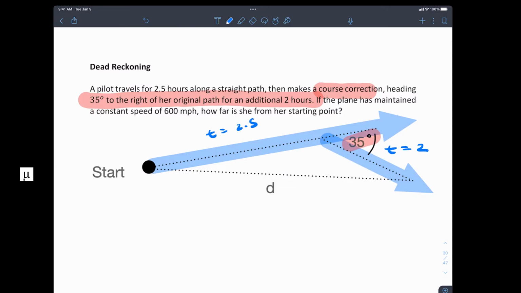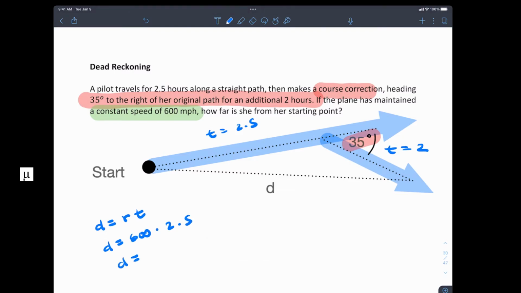Now it says that the plane has maintained a constant speed. It has a constant speed of what? 600 miles per hour. Remember this formula here, right? Distance equals rate times time. So my rate is 600 times what? 2.5.